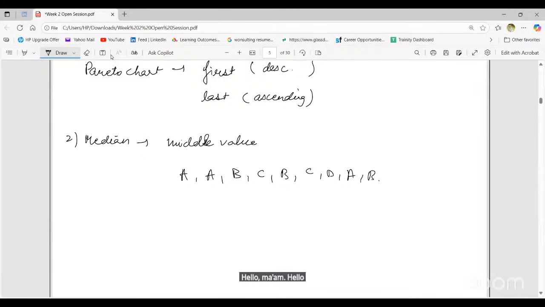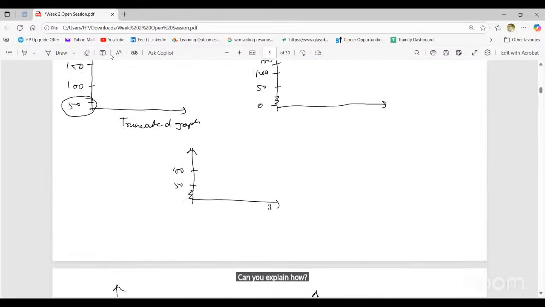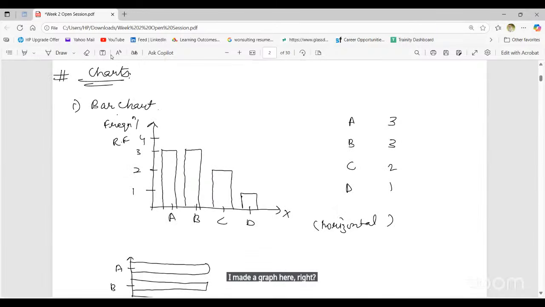Ma'am, sorry to interrupt you, but can a bimodal graph have a Pareto chart? Yes, we can have. I made a graph here, right? This is a Pareto chart. I'm having two bars with the same frequencies. Okay, ma'am.